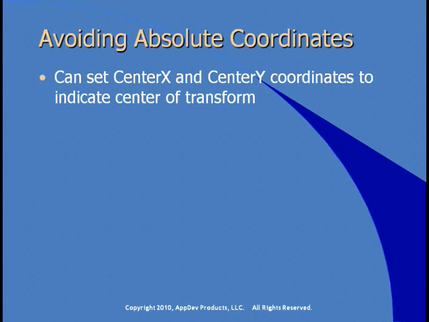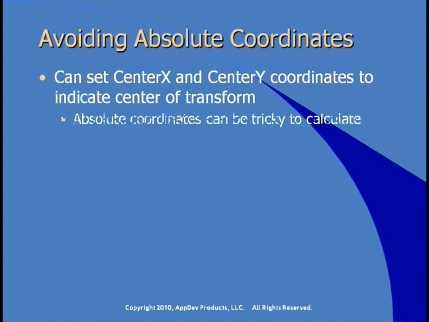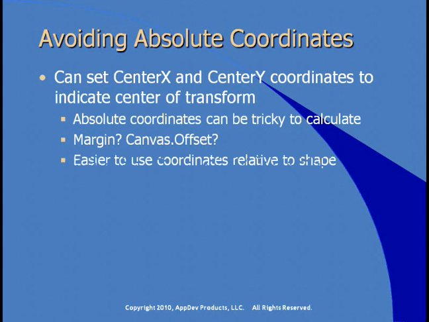Although you can set the center x and center y coordinates to indicate the center of the transform, as you've seen in every example we've worked through, absolute coordinates can be somewhat tricky to calculate. You have to know exactly where within your container you want to work with, and how does this interact with a margin or a canvas.offset or any of the other things that can move things around. It's easier to use coordinates that are relative to the shape itself.